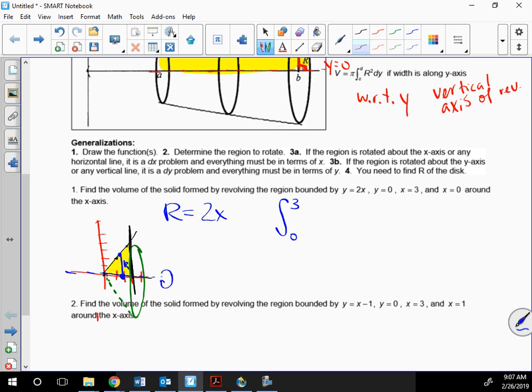Notice I'm going around a horizontal axis of revolution, so I'm going to be going with respect to x. My equation should be in terms of x, so I'm going to write with respect to x over here. With a horizontal axis of revolution, my radius is perpendicular to it. Again, we want to integrate pi r squared. I'm going to label this: volume equals pi r squared, and my radius is 2x.